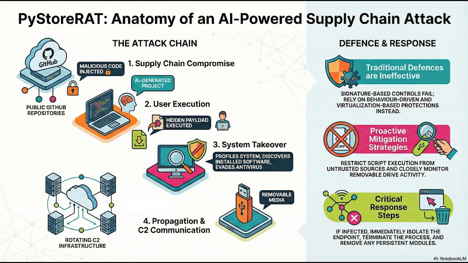We have to structure this in two parts. Proactive mitigation, so prevention, and reactive response, which is damage control. Since we know traditional signatures are failing, our focus has to shift to behavior. Right, so if traditional AV isn't effective, how do we stop the loader from ever executing its payload?